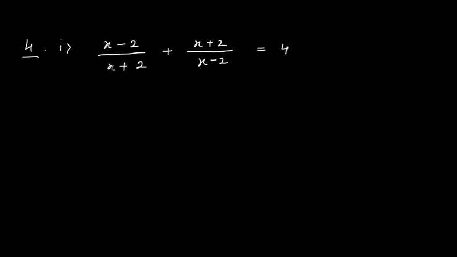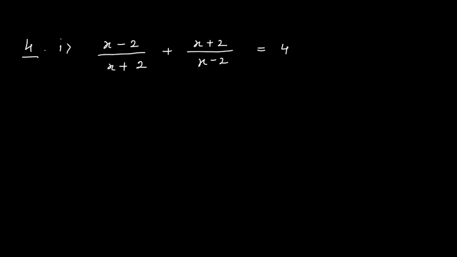Let us see this fourth question. The first question is (x minus 2) upon (x plus 2) plus (x plus 2) upon (x minus 2) equals 4. We have to solve this equation using the formula method. So what we will do? We will cross multiply, right?